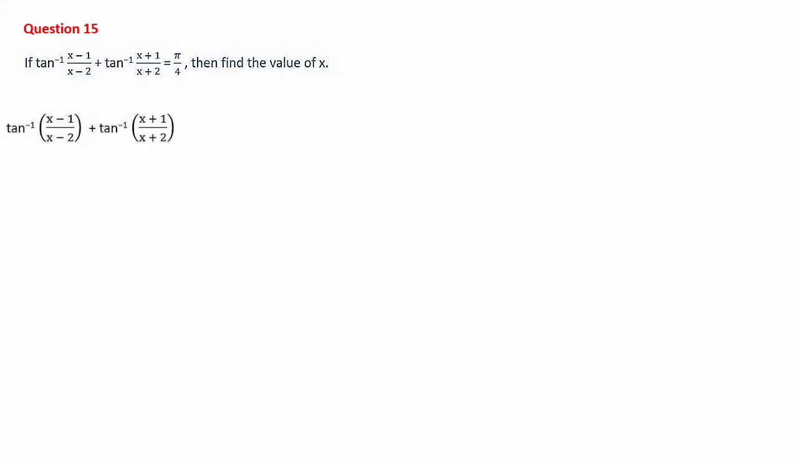Move on to question number 15. If tan inverse of x minus 1 by x minus 2 plus tan inverse of x plus 1 by x plus 2 is equal to pi by 4, then find the value of x. Here also we are asked to find out the value of x. So when you check the left side, it is in the format tan inverse x plus tan inverse y. We have learned the formula of tan inverse x plus tan inverse y. So let's take the left side alone and we will do a little bit of calculation.